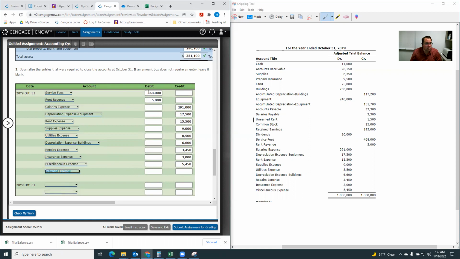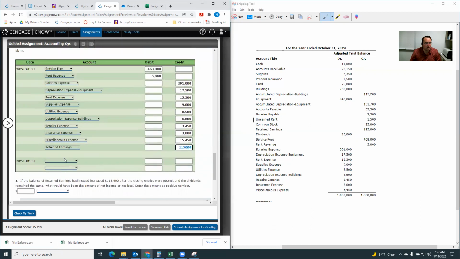Remember, whenever we do a journal entry, both sides have to balance. So if our debit side was bigger than our credit side, then we would have to put this final entry here to make them balance. So there we'll close all of our revenue and our expenses directly out to retained earnings. And then we're going to close our dividends to retained earnings. Remember, dividends had a debit balance of 20,000. So we're going to credit the dividends, 20,000. And we will debit our retained earnings.